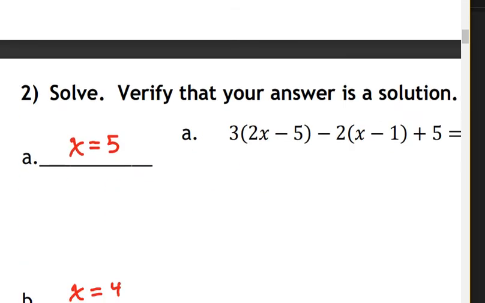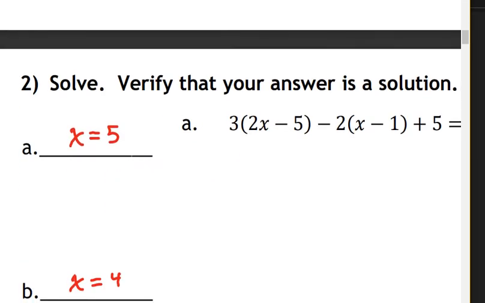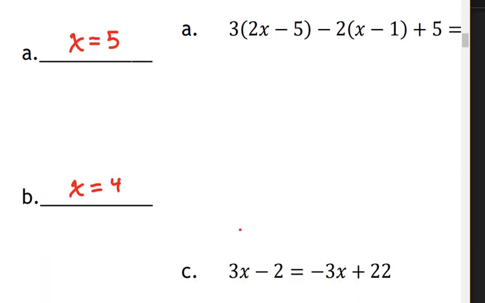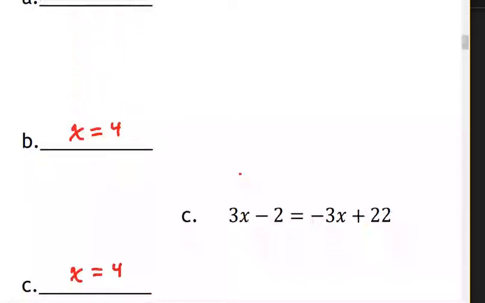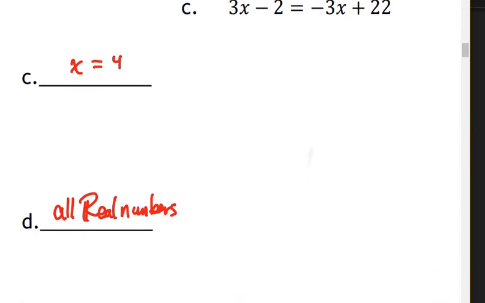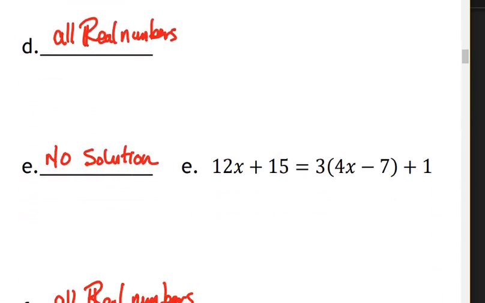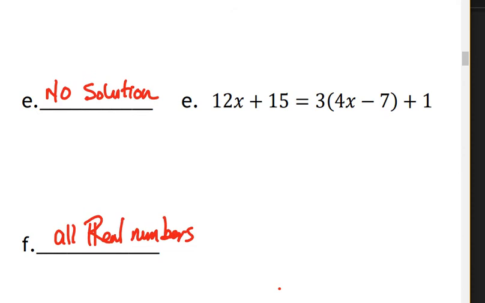Going on to page 2. For the equation, we were solving several equations. For A, x equals 5 was the solution. For B, x equals 4. For C, x equals 4. D, the solution's all real numbers. E, that equation has no solution. And F was all real numbers.